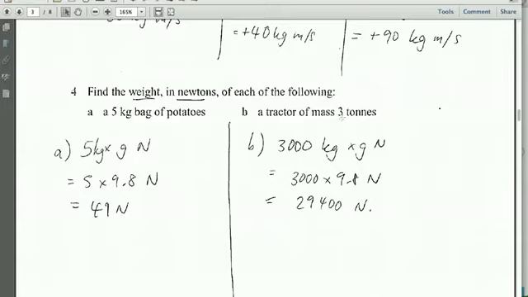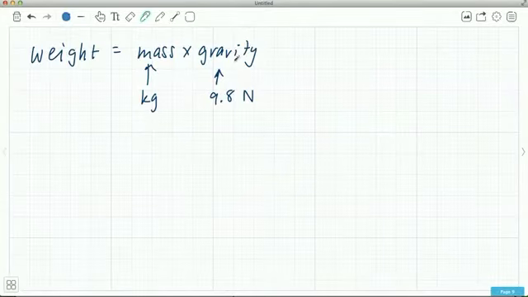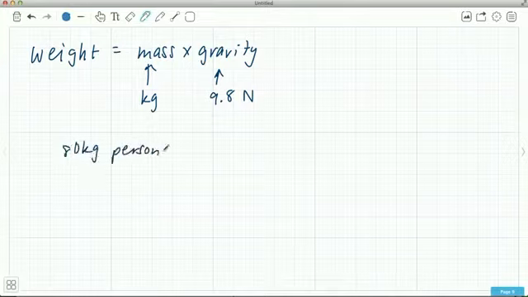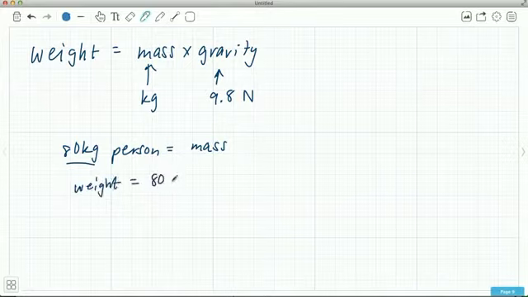A 3-ton tractor, because this has to be in kilos, it's 3,000 kilos. 3,000 times 9.8. Now often you might actually keep these things in terms of g. So for example, if you had an 80 kilo person, that is their mass. That's what they're made of, like all the atoms and stuff that constitute them. But their weight would be 80 g.